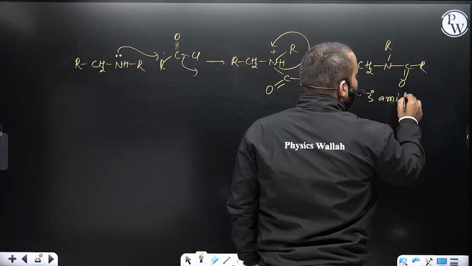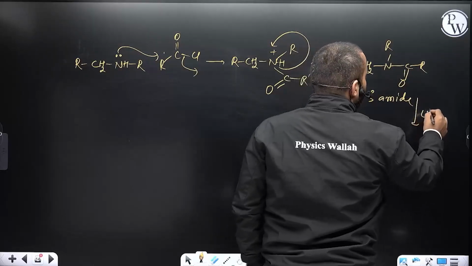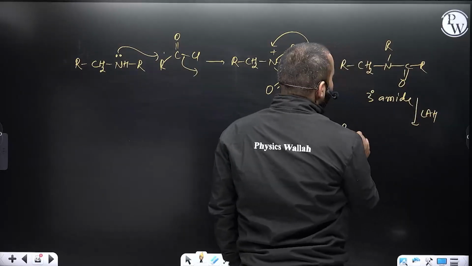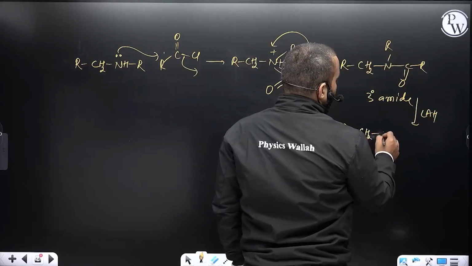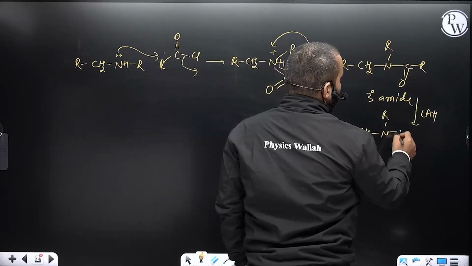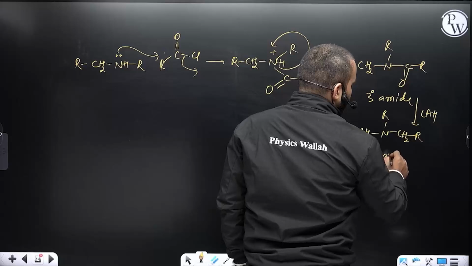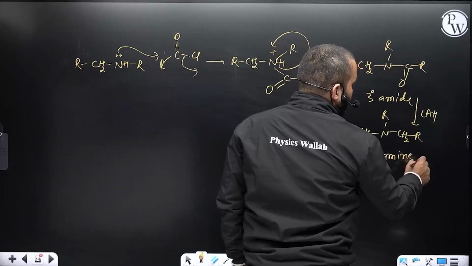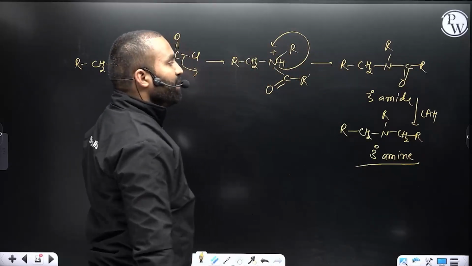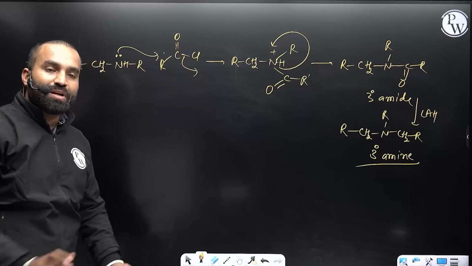Now this tertiary amide can also be reduced by lithium aluminum hydride to obtain tertiary amine, RCH2-N(R)-CH2R. This is my tertiary amine. There are various methods of preparing primary, secondary and tertiary amine. We have discussed all of them in today's lecture.